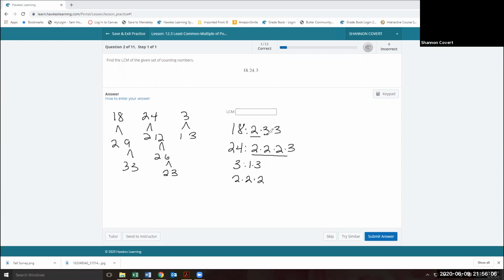When I look at the 3's, I have 2 3's with 18 in the prime factorization, 1 3 with the 24, 1 3 with 3. I'm going to use the most, so I'm going to use the 2 from 18. Now I just multiply these all together. 2 times 2 is 4, times 2 is 8, times 3 is 24, times 3 is 72. 72 is going to be the smallest number that 18, 24, and 3 will divide evenly into.